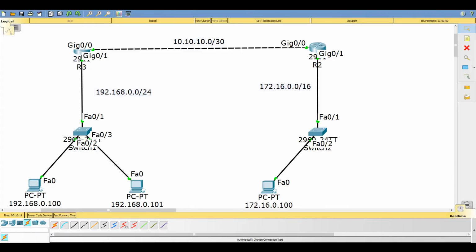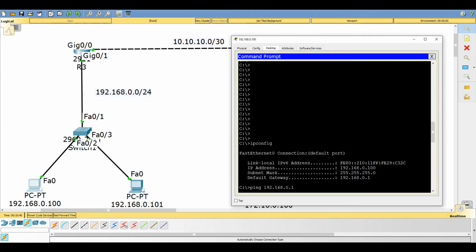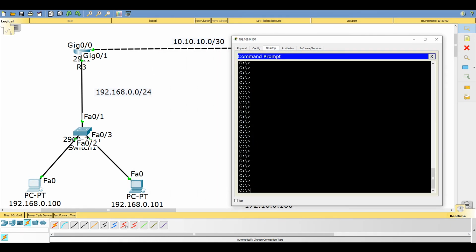So I've gone ahead and set the network up exactly as we just saw on the slides inside Packet Tracer. We've got the 192.168.0.0/24, we've got the 10.10.10 network between the two routers, and the 172.16 on this side of the network. I've assigned all the IPs to the PCs, and let's do some basic reachability to confirm that there is some communication at least within the network that we're sitting in.